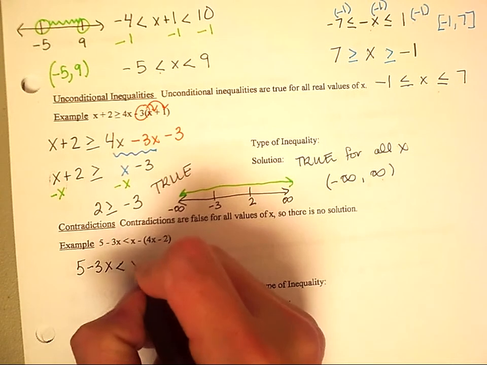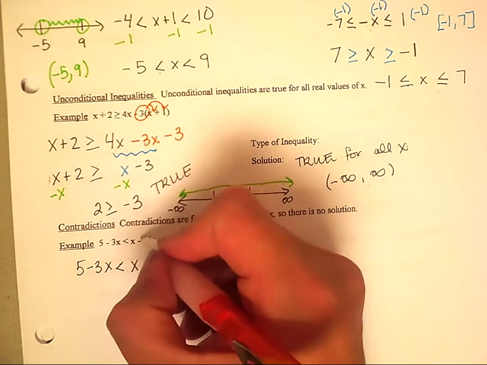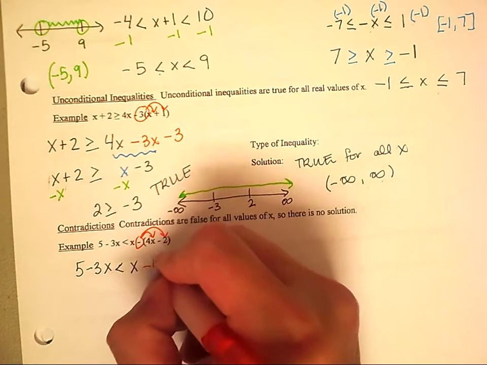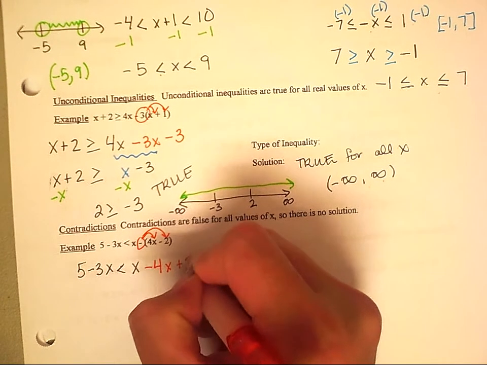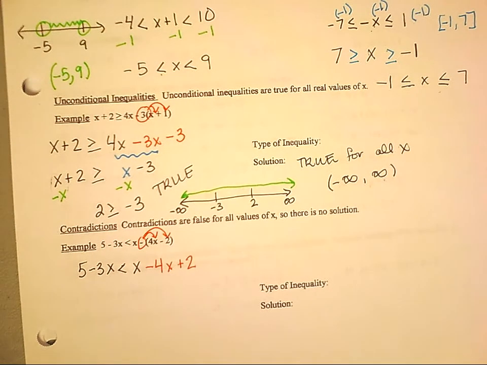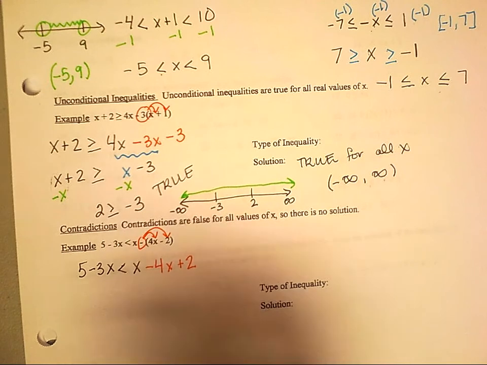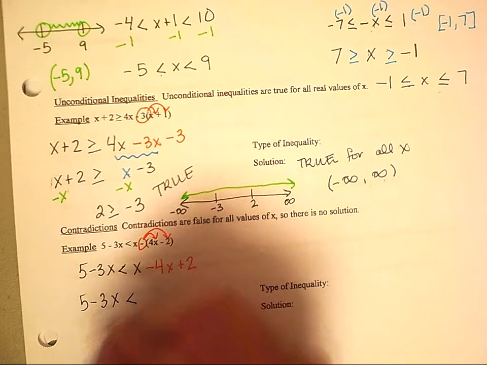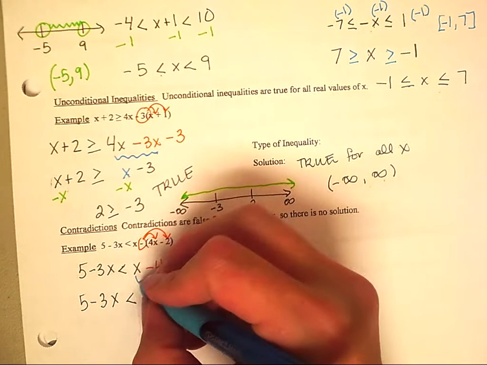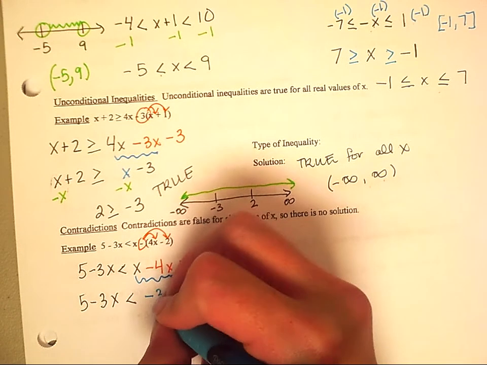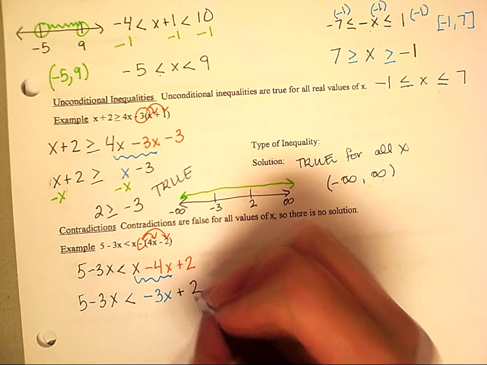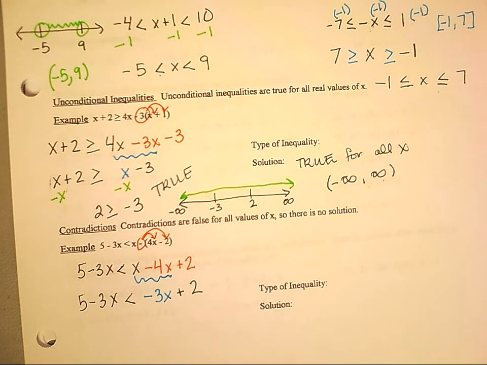Again, let's simplify over here. There's nothing to simplify on the left-hand side, but we do need to distribute that negative. So I'm going to have to change the sign. So this is minus 4x plus 2. Again, just copying the left-hand side. And if I combine these like terms, I get negative 3x plus 2.